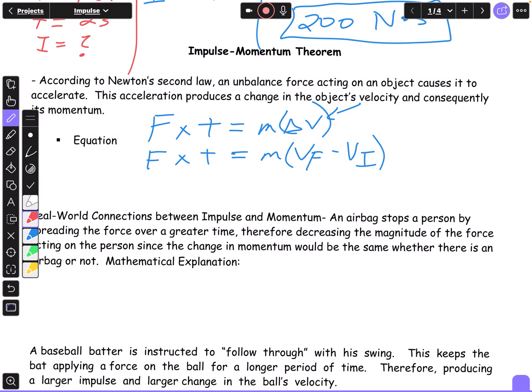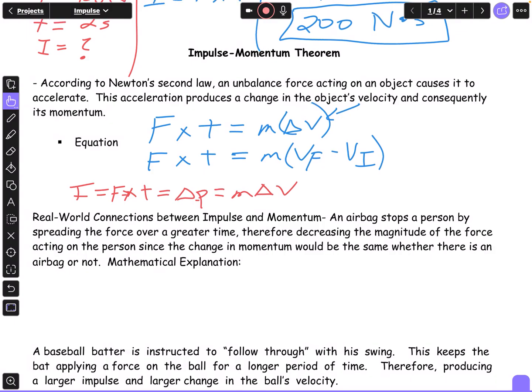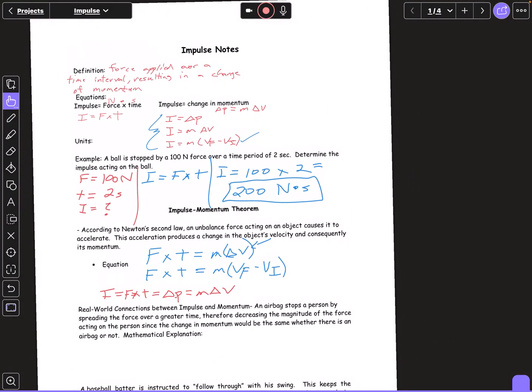So basically what this equation tells me is that impulse is equal to F times time, which is equal to the change in momentum, which is equal to M times delta V. So I could plug it around: I is equal to F times T, I is equal to delta P, I is equal to M times delta V. And it just depends on what the problem gives me which one of these equations I'm going to use.